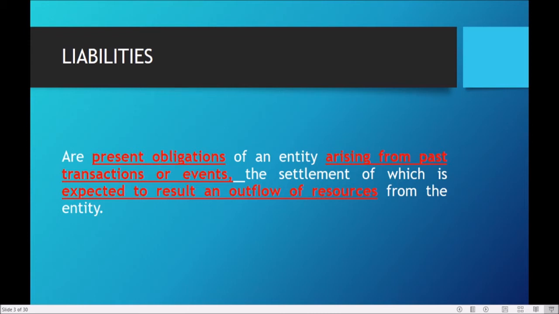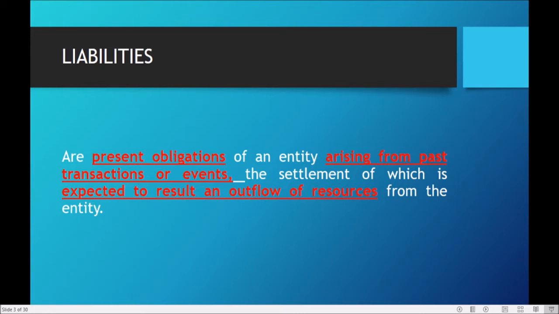Liabilities are present obligations of an entity arising from past transactions or events, the settlement of which is expected to result in an outflow of resources from the entity. Kung titignan nyo, I underlined the words present obligations and then arising from past transaction or events, and there is an expected outflow of resources. Ibig sabihin po nun, once we say liabilities, it is an obligation today. Ibig sabihin, meron po tayong obligasyon ngayon.